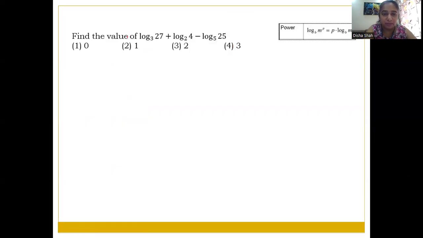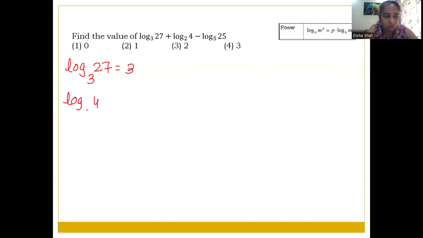Next. Find the value of log 27 to the base 3, plus log 4 to the base 2, minus log 25 to the base 5. Okay. Now, first is log of 27 to the base 3. Now, 3 to which power gives 27? We know that 3 raised to 3 gives us 27. So this value is 3.